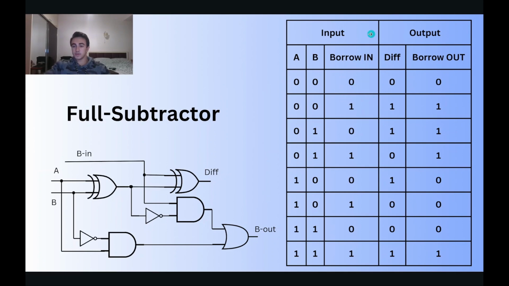But here we have borrow in, which means that the number was borrowed from during the previous operation. So when there is borrowing, when A and B are 0, this means that we can't subtract 1 from 0 from A. So we need to borrow from the left column, from the next digit. We have borrow out here 1, and when we borrow from the next digit, we get 10 being subtracted.